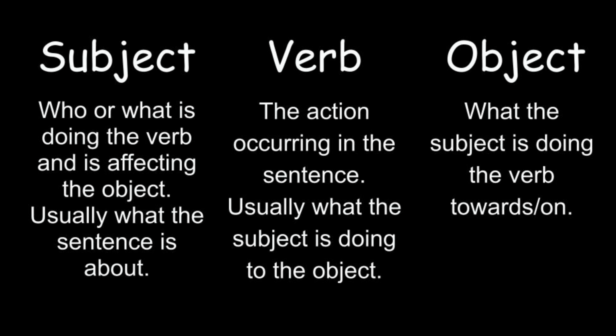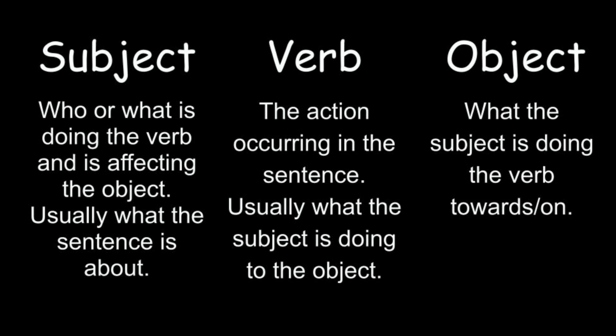For a basic English example, I will use the sentence, "The cat ate the fish." In this instance, the cat is the subject, as it is what the sentence is based around and is the one doing the action. The verb is ate, as it is the action being done on the object by the subject. The fish is the object, as it is what the verb is being done towards.